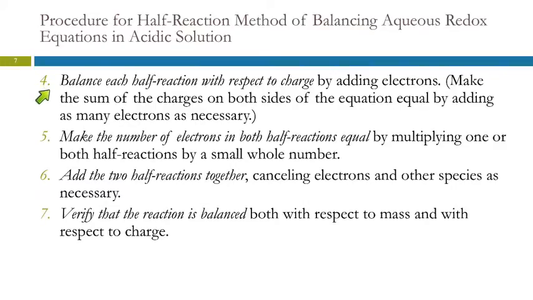After that, we balance each half reaction with respect to charge by adding electrons. We need the charge of everything on the right side to equal the charge of everything on the left side. So then we've got 2 balanced half reactions. To add these together, we need the number of electrons in each of those to be the same. And so we may need to multiply one or both of them by a small whole number to get the same number of electrons. Hopefully this will make a lot more sense when we do an example. Then you add them together, canceling electrons and anything else that can be canceled, and double check that it's balanced.